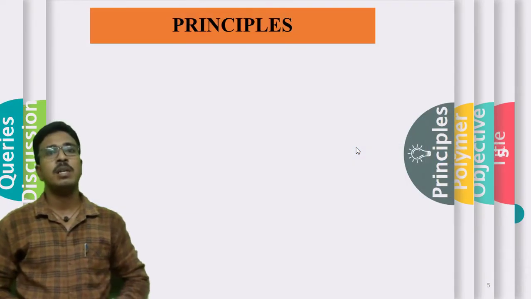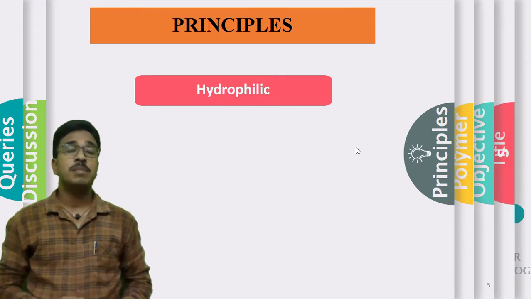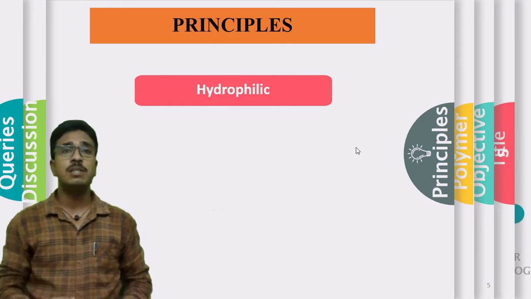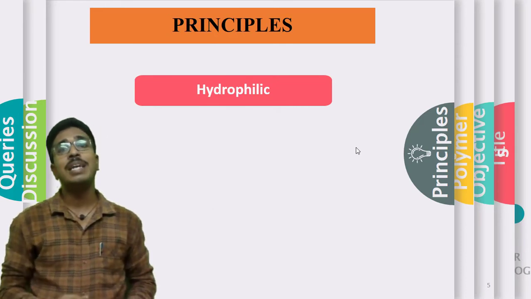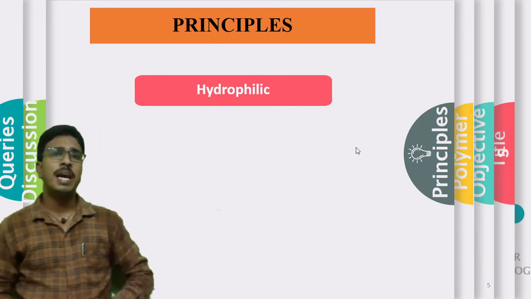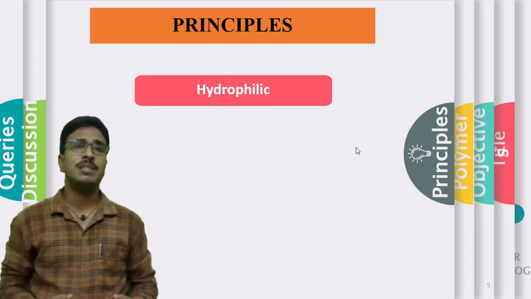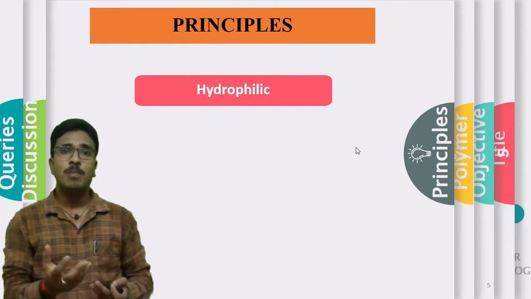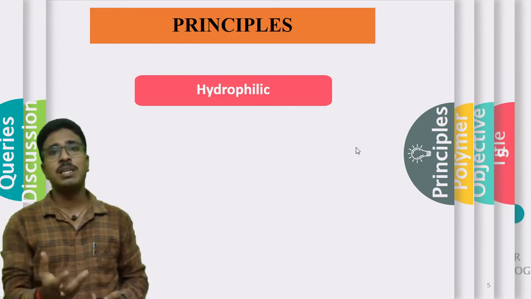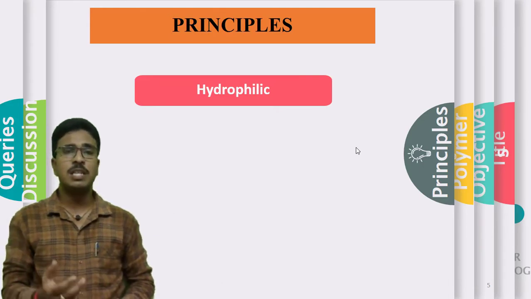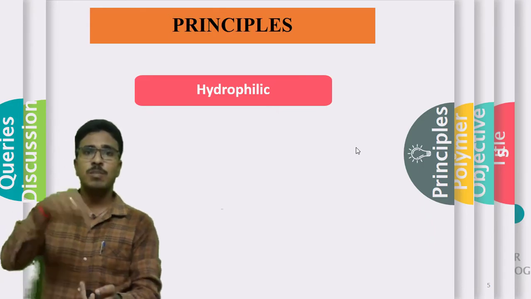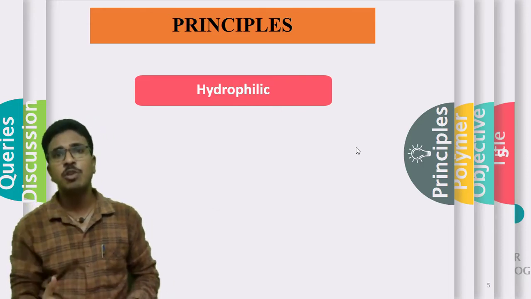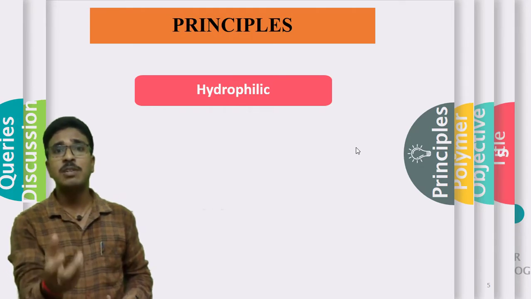Understand? Now, if you look at the principles one by one, the first and foremost important principle is hydrophilic. What do you mean by hydrophilic? It is nothing but water loving. Suppose you take the polymer in cotton, which is cellulose. If you put a drop of water onto the cotton fiber, what will happen? It starts absorbing. Why? Because the polymer is hydrophilic.